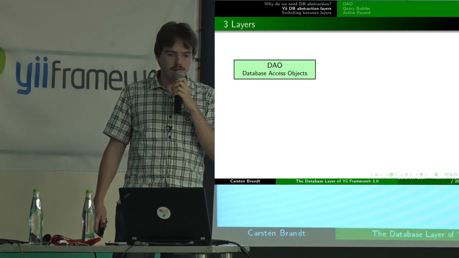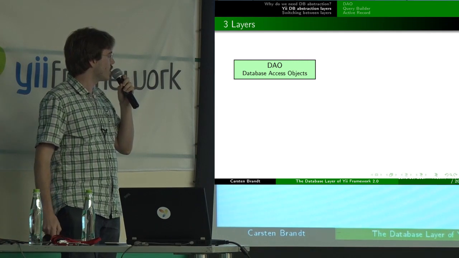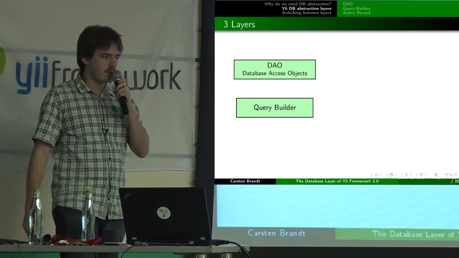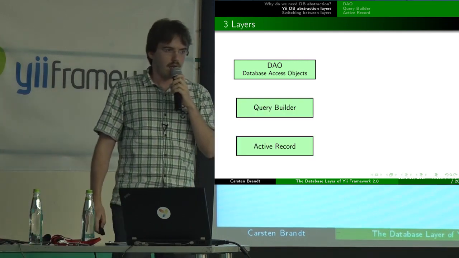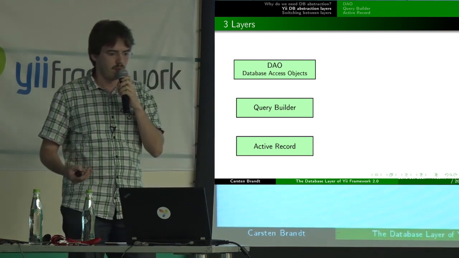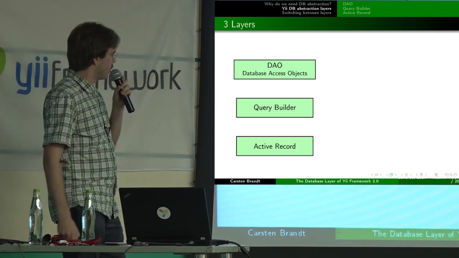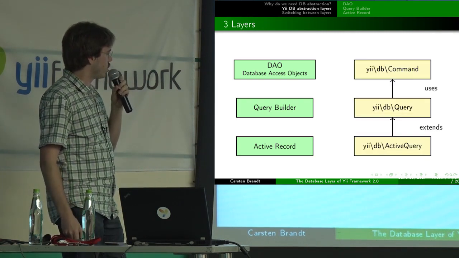So there's the first layer. We have 3 layers. The first is database access objects. Then we have a query builder and ActiveRecord, and all these layers are tied together. So you do not have to select one and stay with it. They are all using each other.